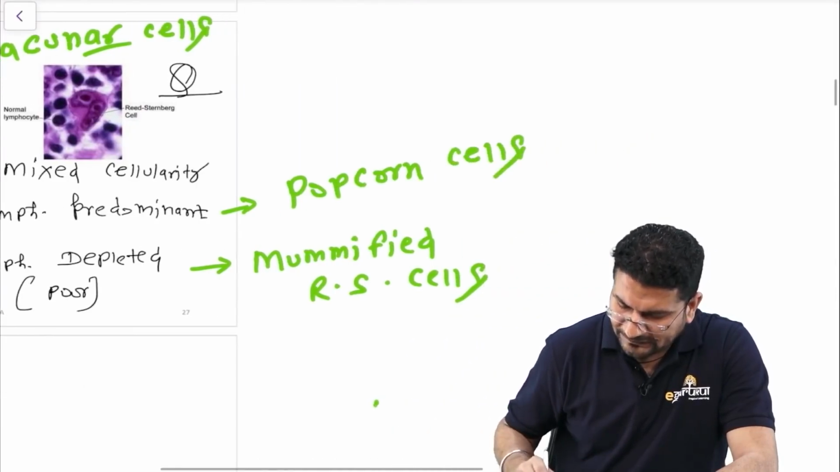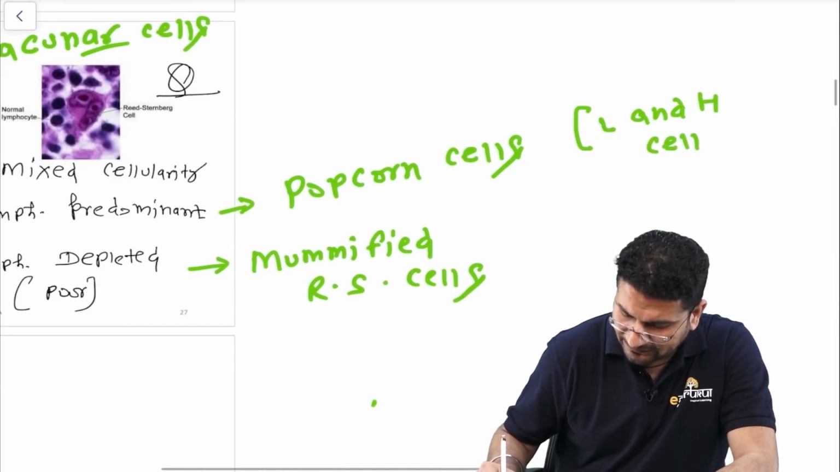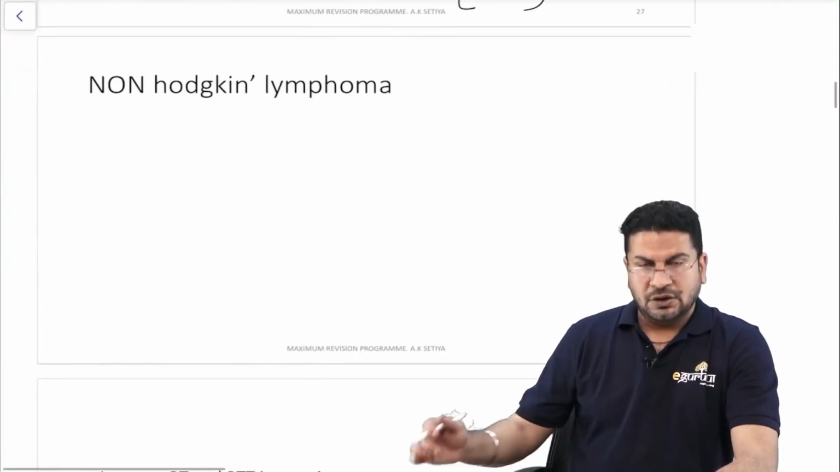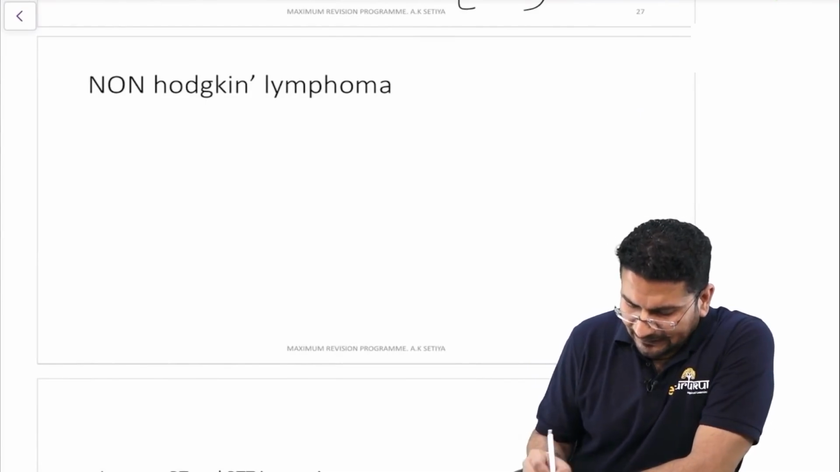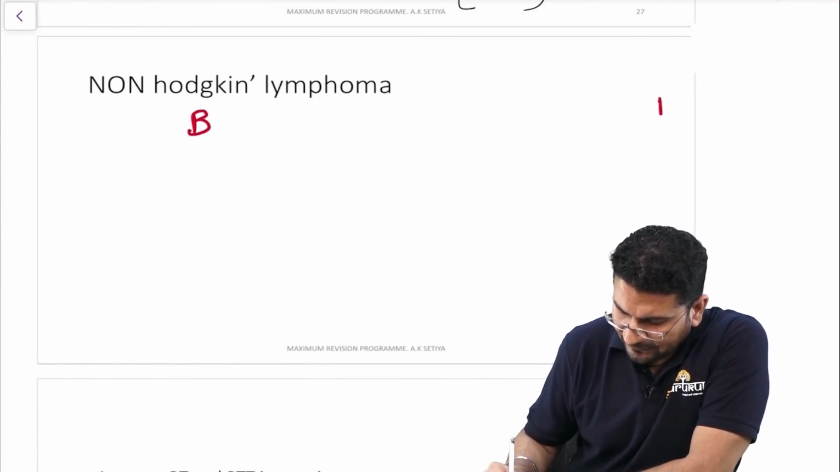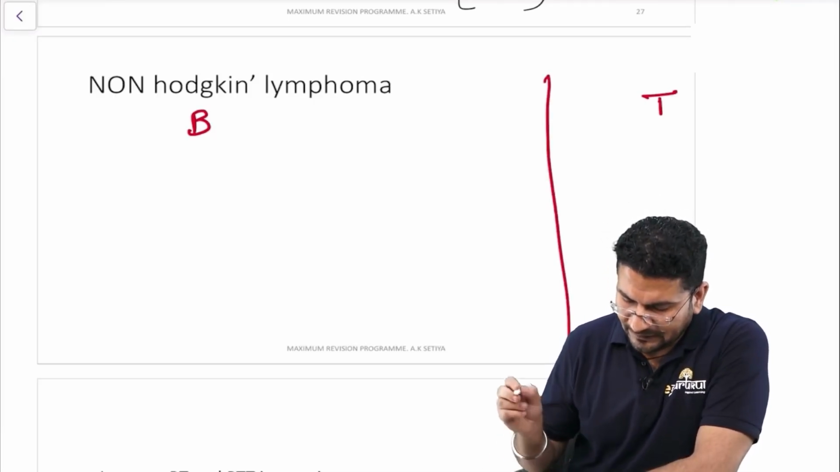We see popcorn cells. Popcorn cells are composed of lymphocyte and histiocyte, so we call them L and H cells. Like Hodgkin, we have non-Hodgkin. Non-Hodgkin is slightly different from Hodgkin. Non-Hodgkin can be a B cell tumor or a T cell tumor.